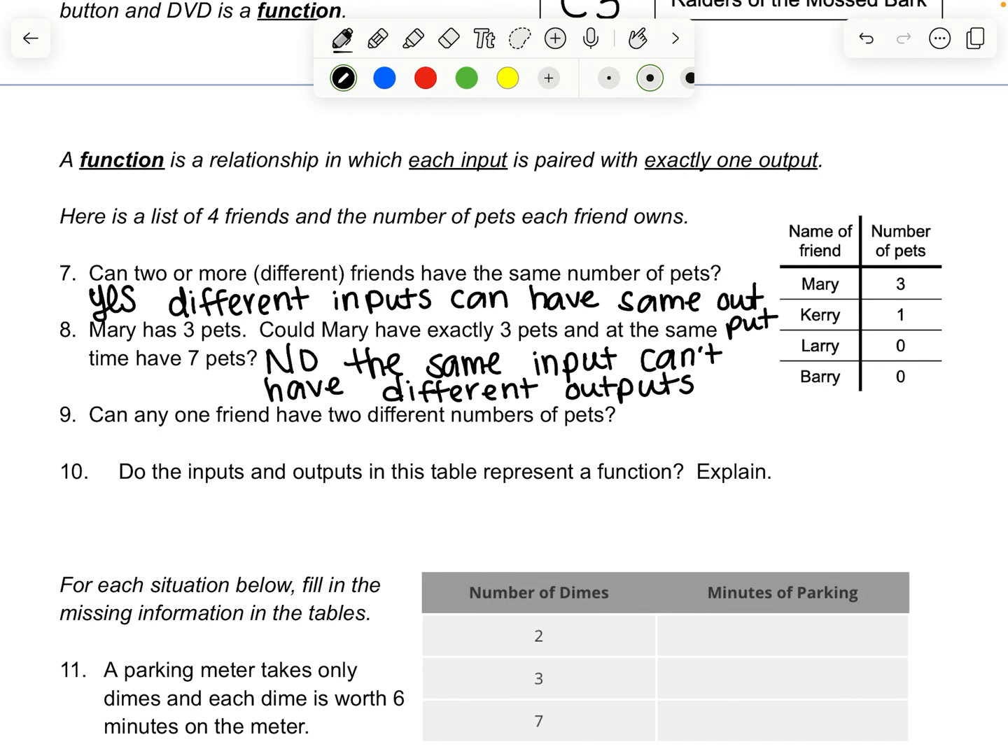So question number 9 says, can any one friend have 2 different number of pets? No. We just answered that question in number 8, but we're being more general. So no, because of the same reason, the same input can't have different outputs. So I'm just going to put no, and I'm going to draw a little arrow pointing up to our same explanation.